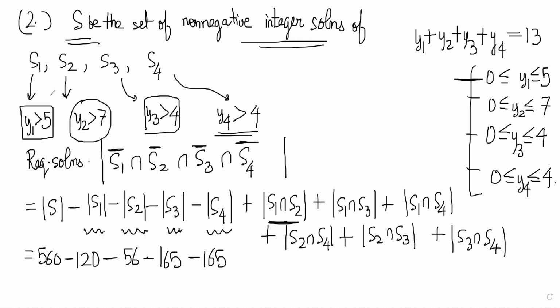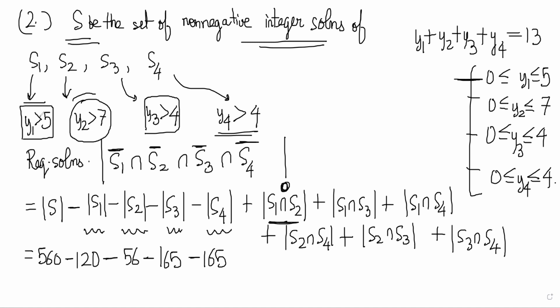S1 intersection S2 means y1 should be greater than 5 and y2 should be greater than 7, right? Now, if you think about it, if you put y1 as 6 and y2 as 8, the number of possibilities there is 0, right? Because 6 and 8 is 14, so there is no solution possible for this.